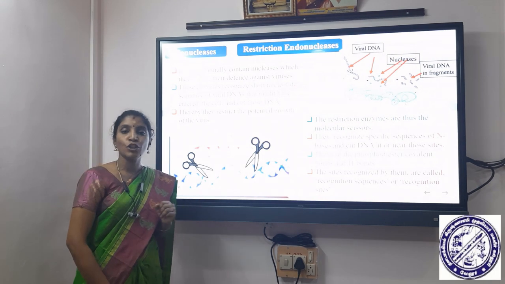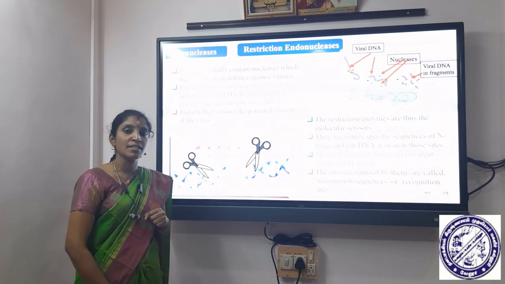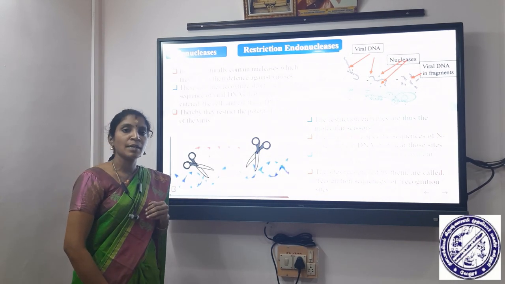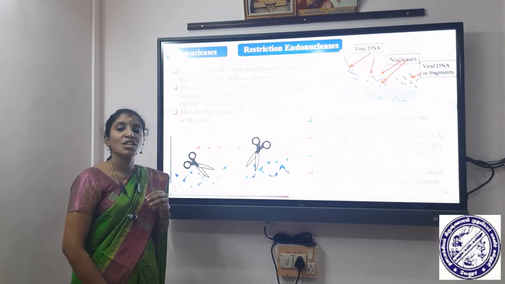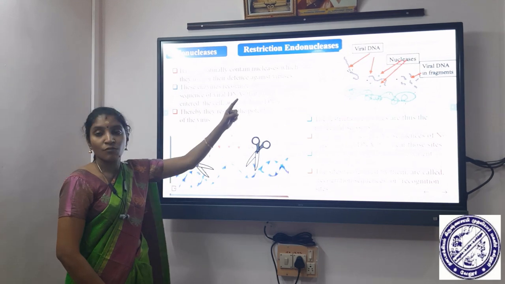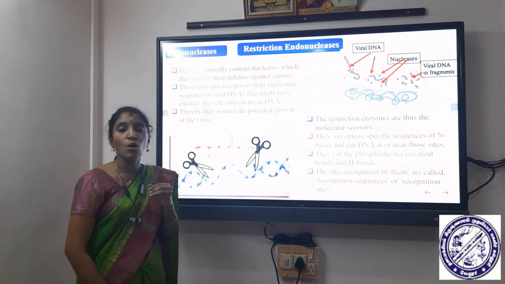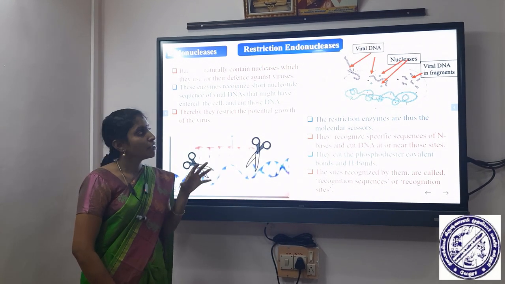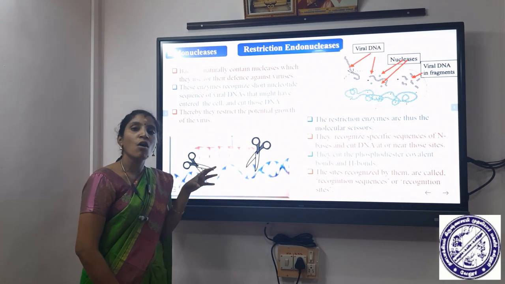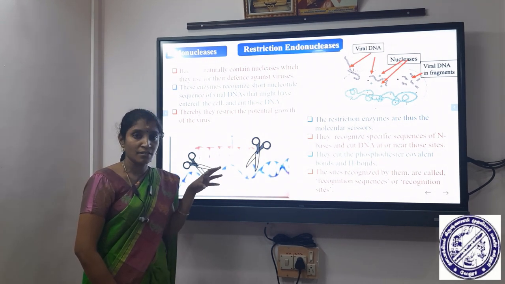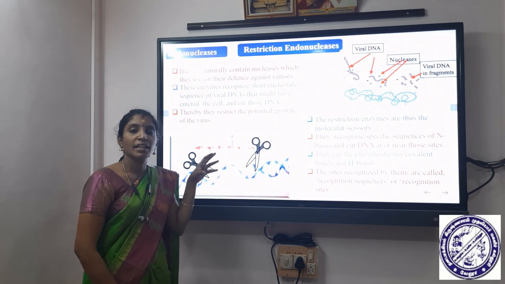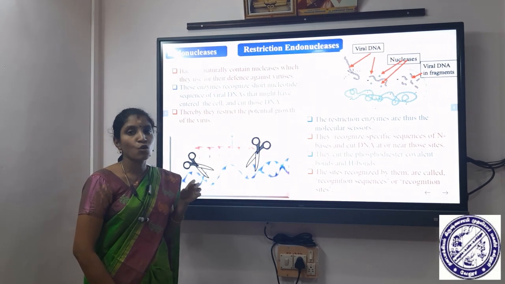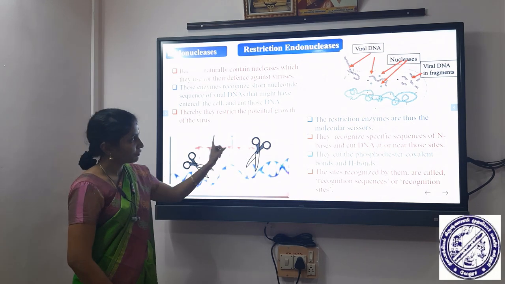So this endonuclease is also called the restriction enzyme and also called the molecular scissor. Actually, this is an enzyme which is present naturally in bacteria and acts as a defense against pathogenic viruses. How does this enzyme defend against the virus? By cutting the viral DNA into fragments. The restriction enzyme goes and binds to the recognized site, where it cuts the viral DNA into fragments. So it is also called the molecular scissor.